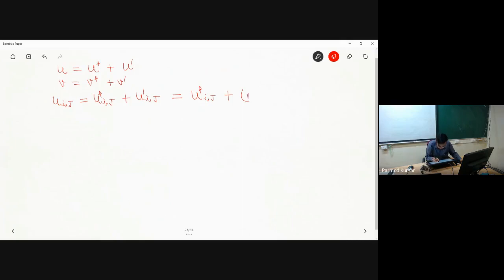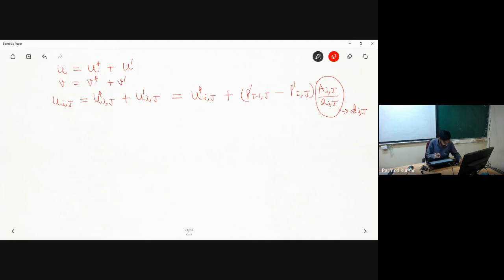P dash capital I minus 1, comma, j, minus p dash capital I comma capital J into small a I j divided by small a I comma capital J. Now let us call this capital A I comma j divided by small a I comma j as some other coefficient d I comma j. So what I am doing, I am calling this some other coefficient.